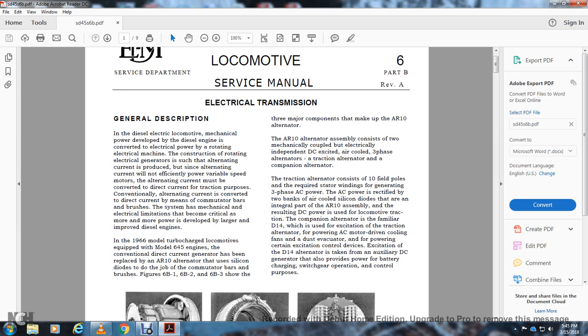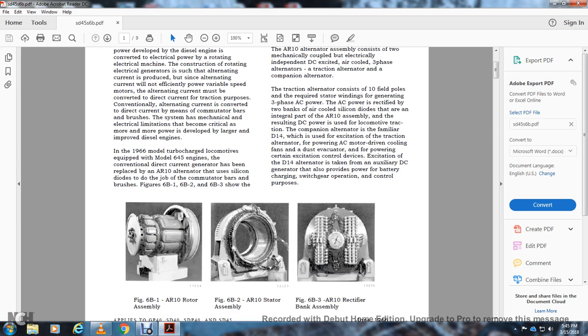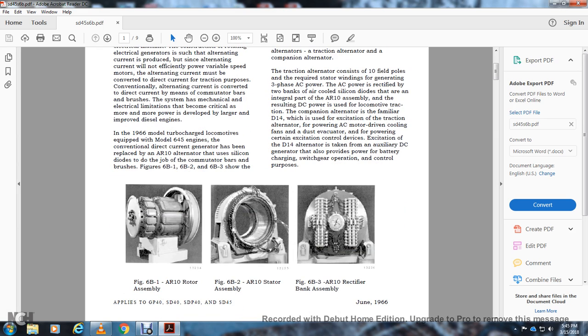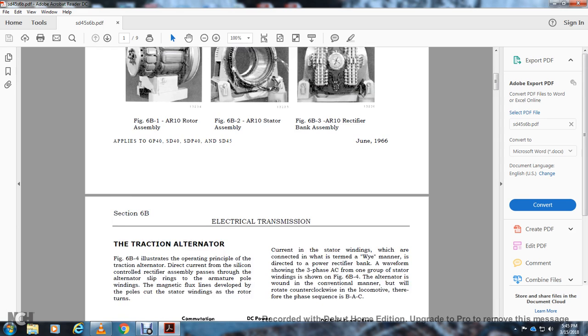The companion alternator is familiar as the D14 and is used for the excitation of the traction alternator, the power of the AC motor driven cooling fan, the dust evacuation power, and certain excitation control devices. For the excitation of the D14 alternator, an auxiliary DC generator provides the power for battery charging, switchgear operation, and control. 6B1 shows the AR10 rotary assembly, 6B2 shows the AR10 stator assembly, and 6B3 shows the AR10 rectifier bank assembly.